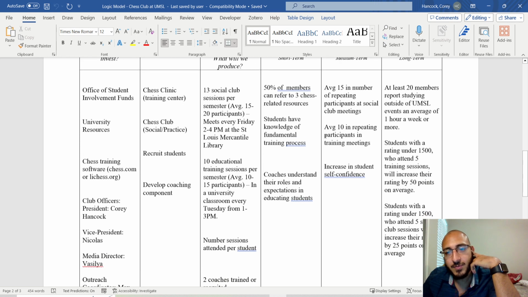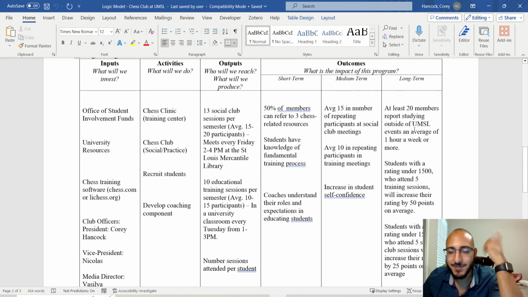I tried to make these as measurable as possible after getting feedback. At first, it was a little bit more general, but of course, I know better to be a little bit more specific. Beginning with the short term, 50% of members can refer to 3 chess-related resources.